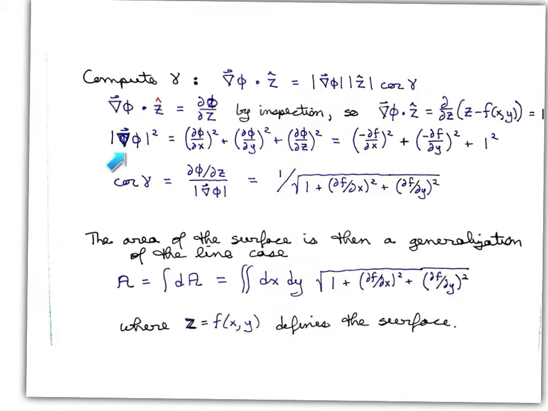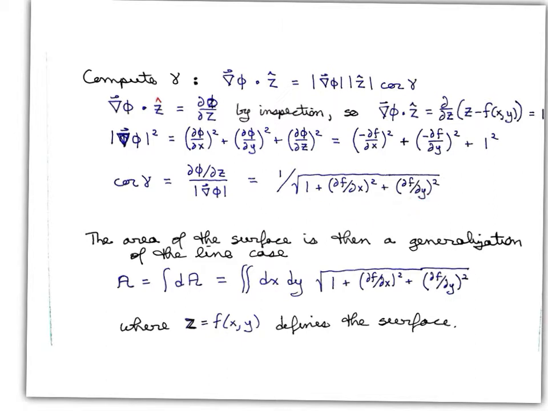Well, the square of that is simply the square of d phi dx plus the square of d phi dy plus the square of d phi dz. We remember what phi is. We can take those derivatives, and here is the result. So we find then that cosine gamma is simply d phi by dz divided by the magnitude of the gradient of phi from everything we said above, and that's simply this ratio.